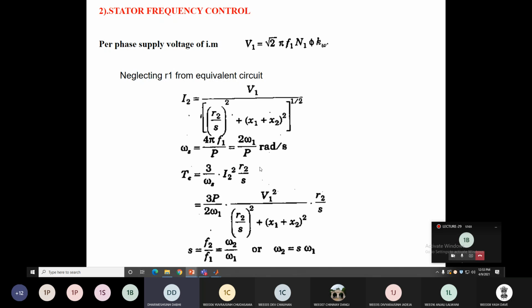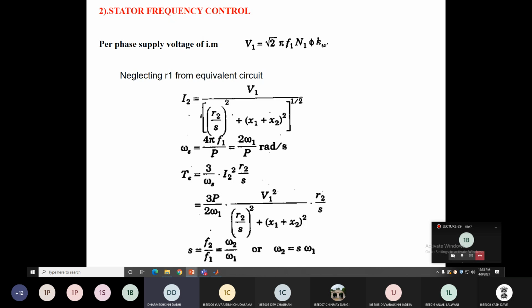If in this equation you replace this omega s by this value, in the torque equation we know that torque is 3 divided by omega s times I2 square into R2 by s. This equation we derived in the previous slide. So in this equation, if you replace omega s with omega 1 divided by p, finally your equation of torque will become 3p divided by 2 omega 1 times I2 squared, where I2 is the rotor current. Put this equation of I2 in this equation. So finally this is the equation of torque for the condition when we require speed control by changing the frequency.